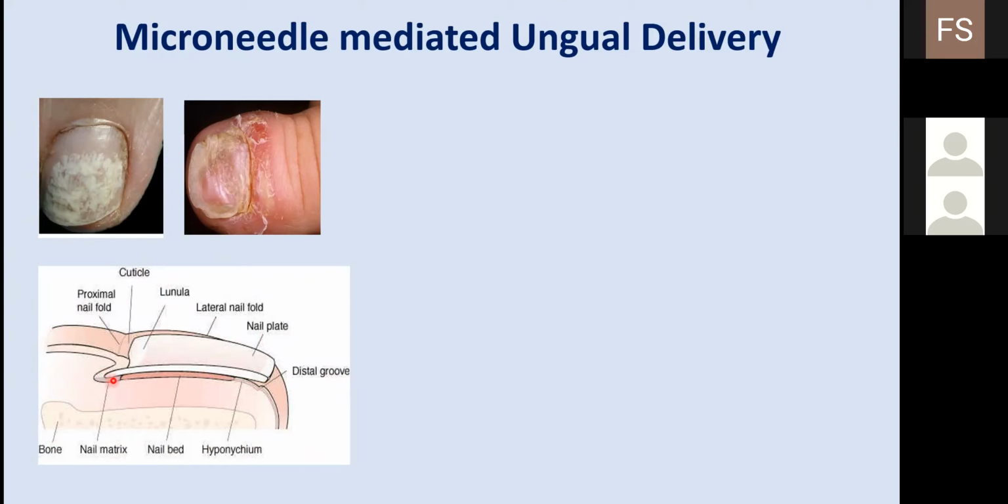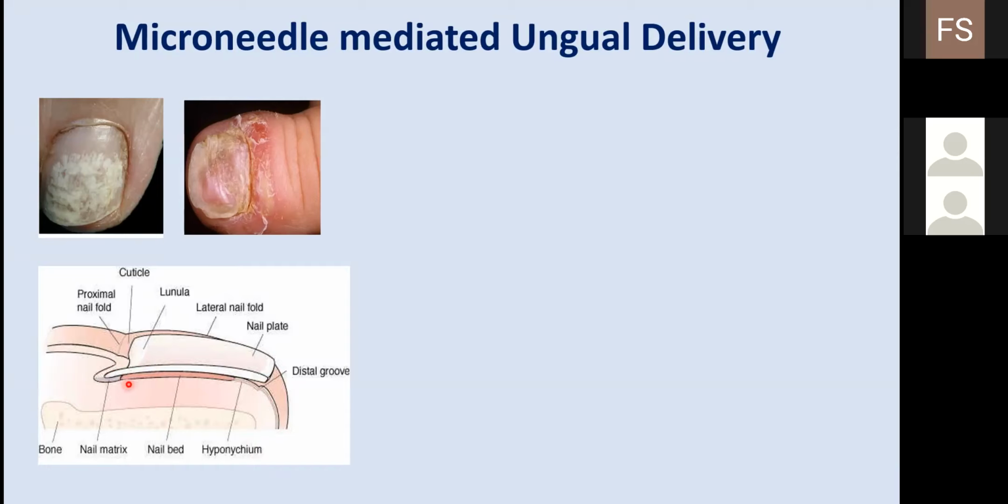The nail matrix is the place where the nail originates, right? So the nail is formed here and it is pushed forward. And then the fungus goes into the matrix and into the nail bed. It's very hard to deliver drugs into this region.